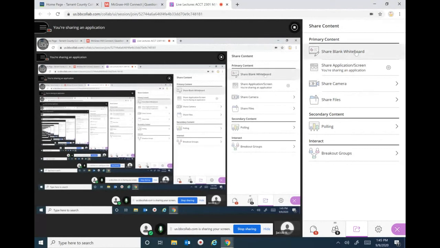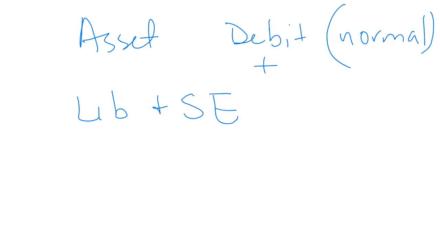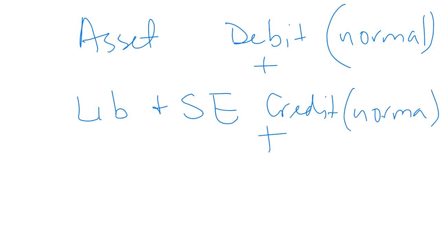Credits and debits should always be equal. So here's what I wanted to summarize here on the whiteboard. Asset accounts will have a normal balance on the debit side, because debit means plus. Liabilities and stockholders' equity, their normal balance will be on the credit side, because for them, credit means a plus.